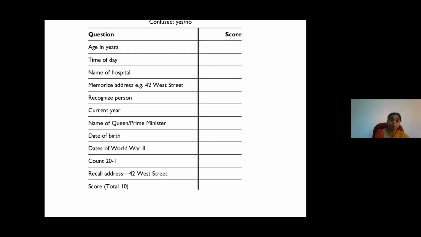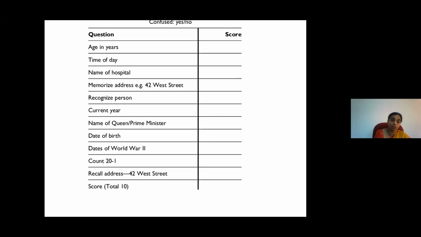and that is the current memory, and the date of birth of the patient, and a memorable date, the memorable day, the Independence Day or the World War II starting day. So like that, and count down 20 to 1. That is the attention that we check. And then we ask the patient to recall the address that we gave at the stage of 4. And number 4, we gave an address. We ask the patient to recall the address at the last point.